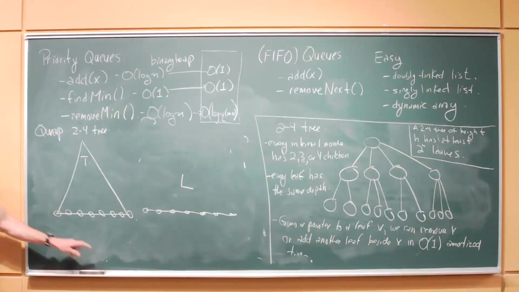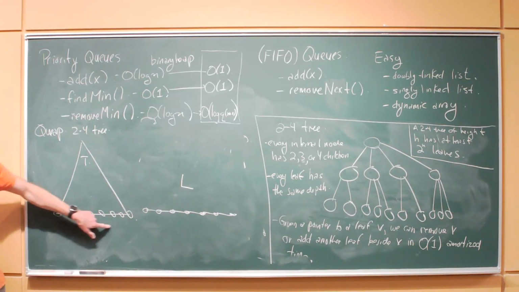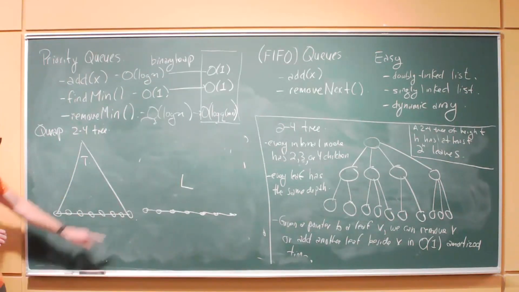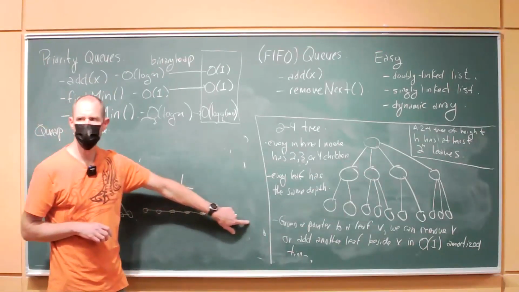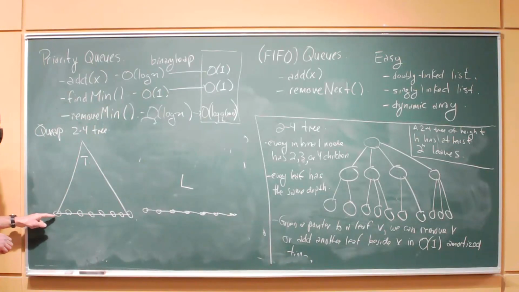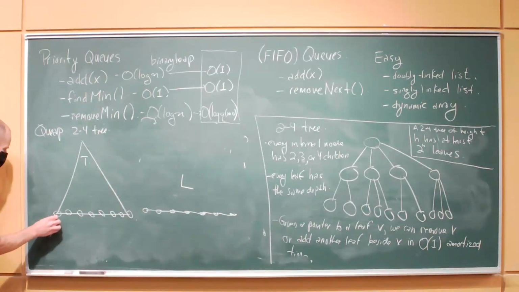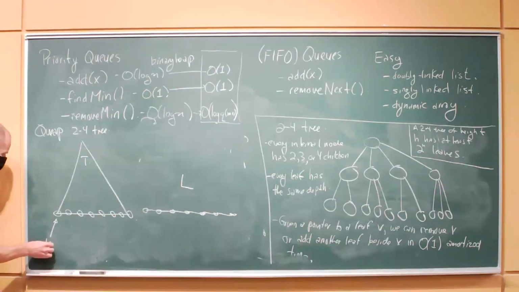If you look at the leaves of the tree in left to right order, followed by the nodes in the list in left to right order, this is the order that these things were inserted. So this one here is the oldest thing in the queue, in the Queap.